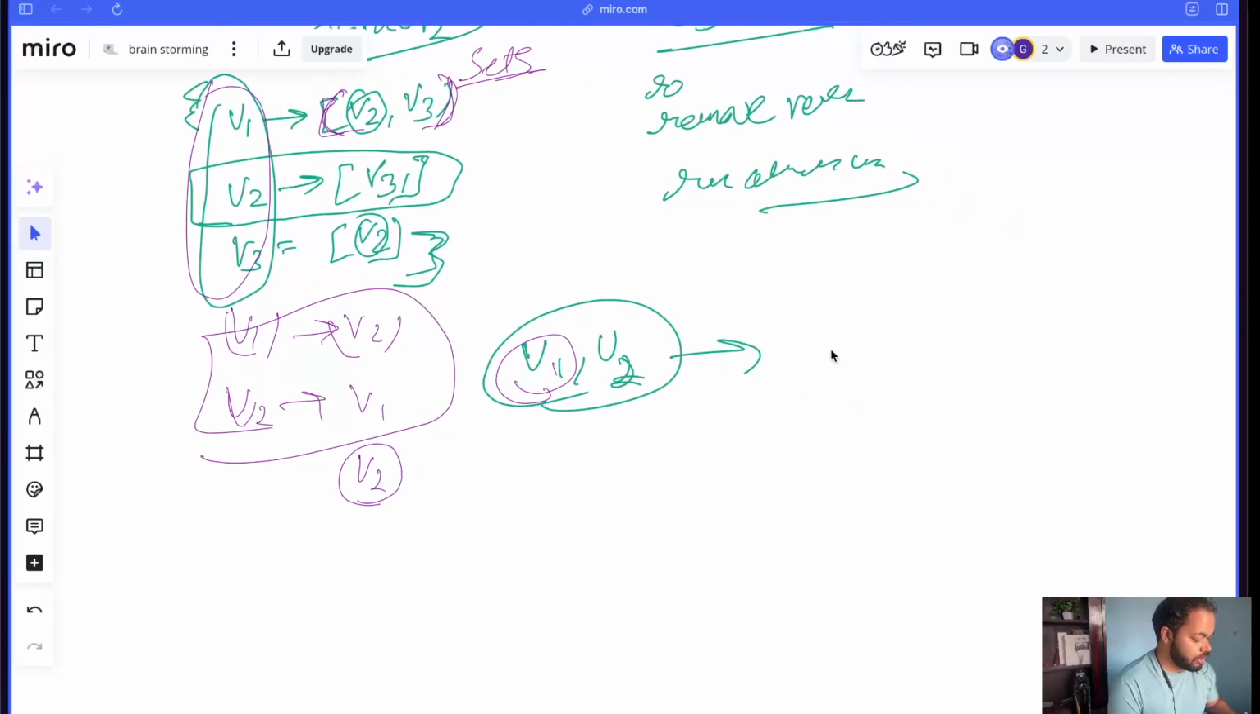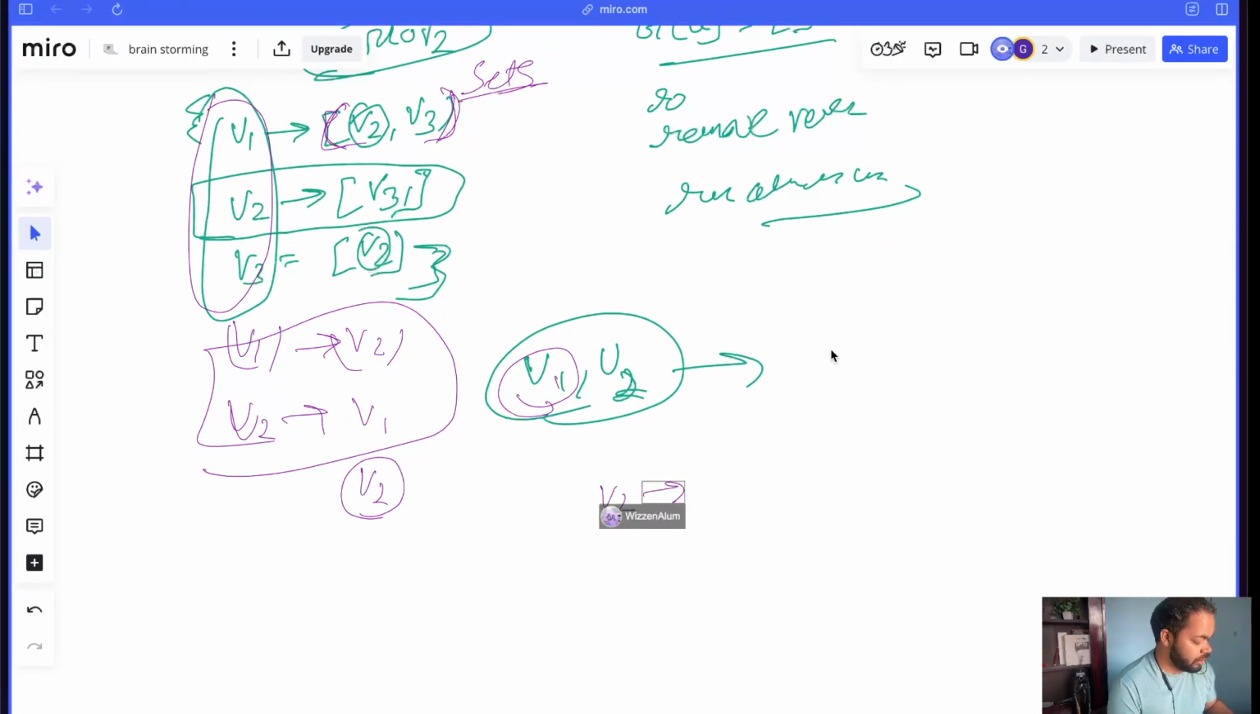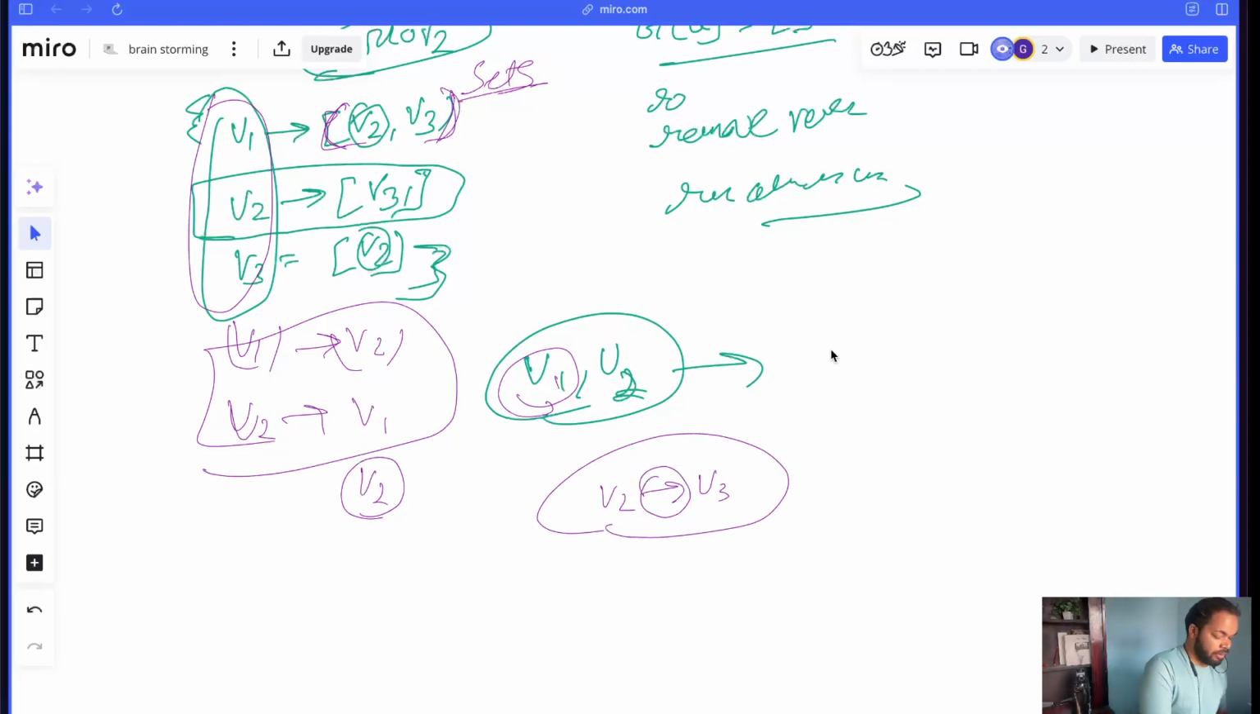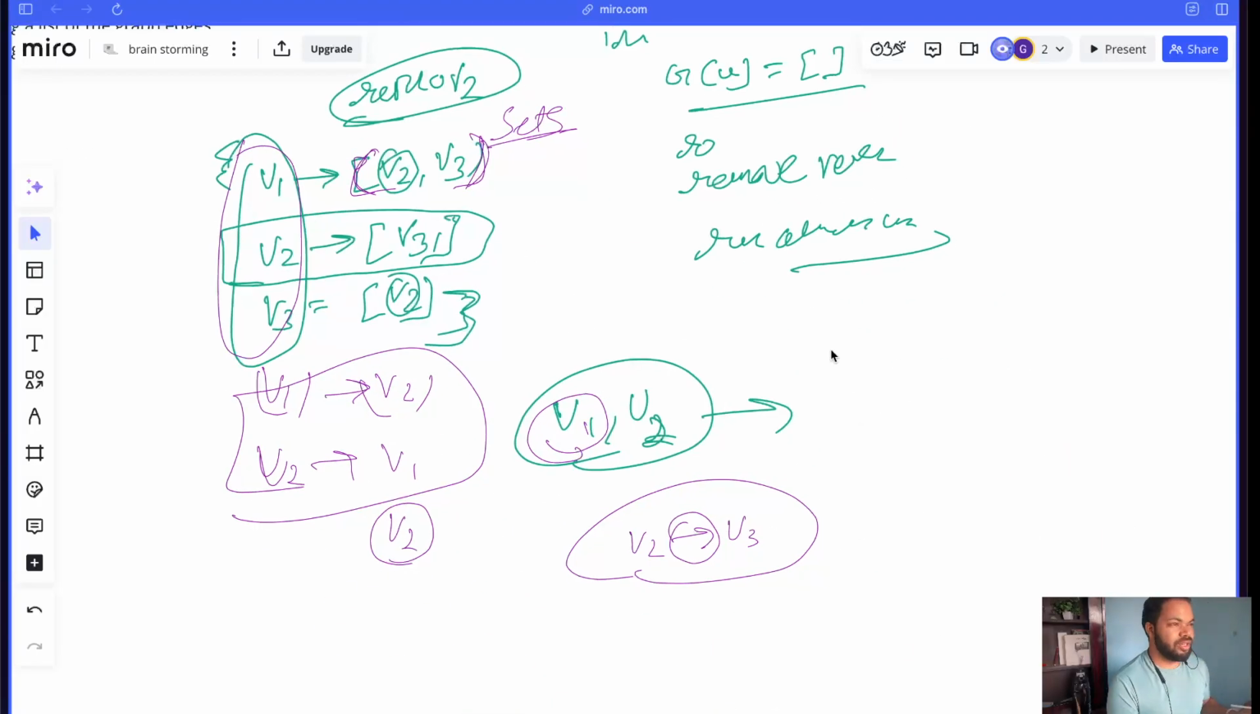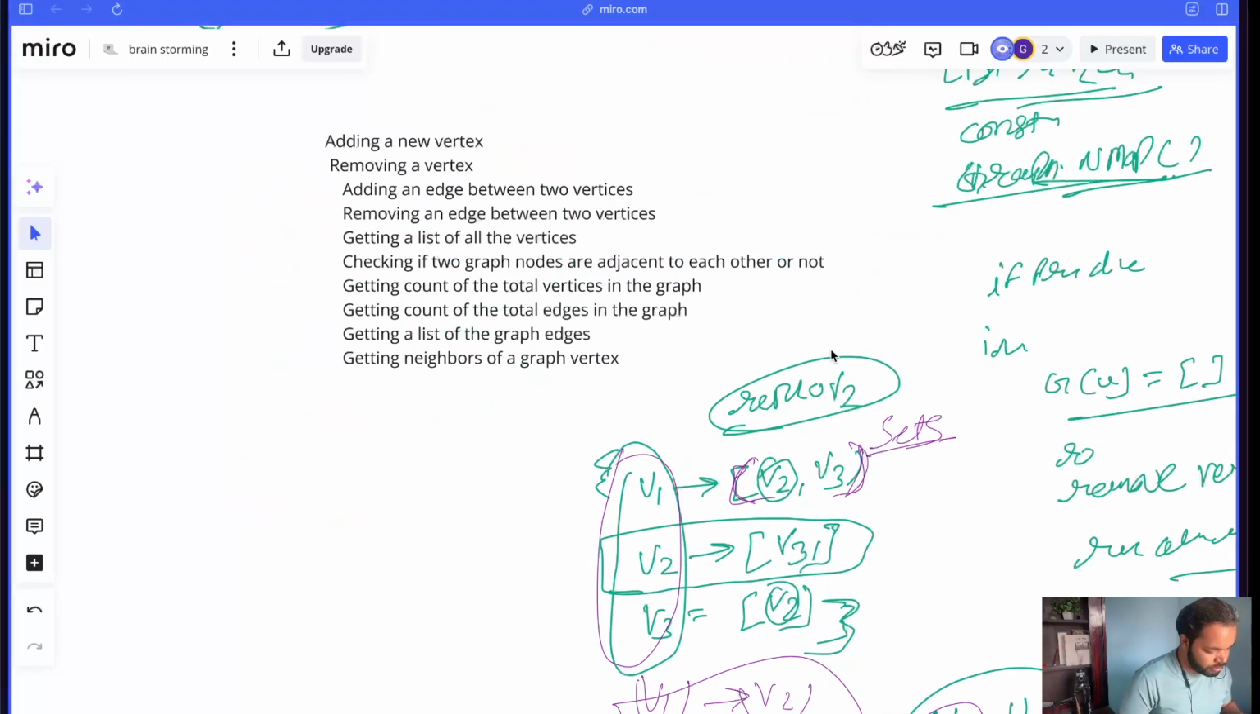Now suppose he is saying remove the edge from v2 to v3. This is the one thing he is trying to say, remove it. Now it's about an undirected or directed graph. Right now we are writing for the undirected graph, so we don't care about the direction.